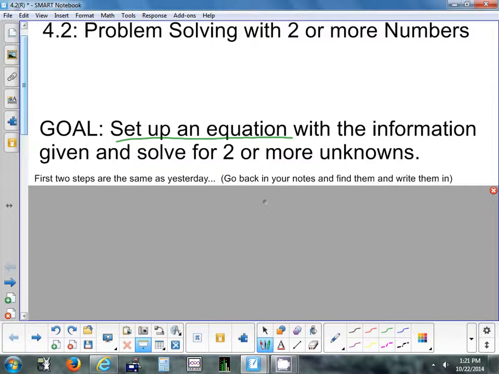All right, so what's nice about today is you're going to start the way you did yesterday. So you can start off with something you're already comfortable with, something you've practiced, and then we're going to extend that. He writes right below it, first two steps are the same as yesterday. You already have those in your notes, so you can look back at your other sheet if you need them.